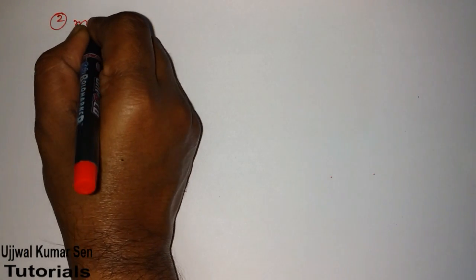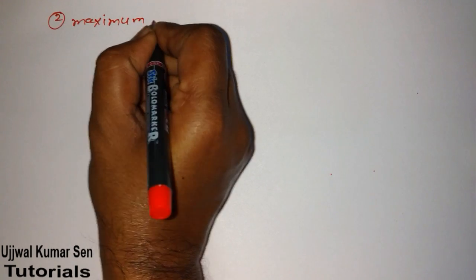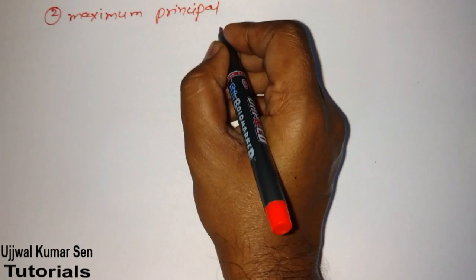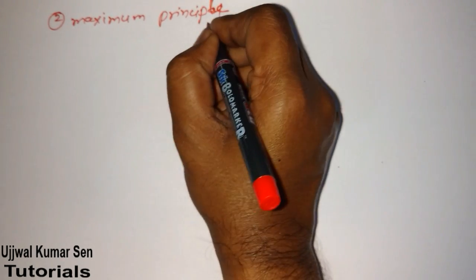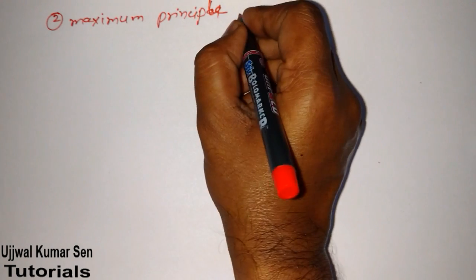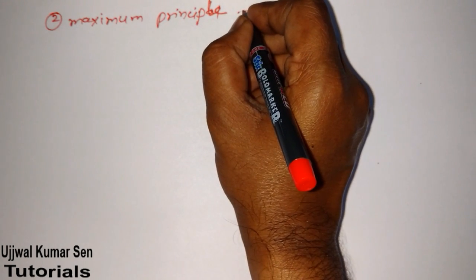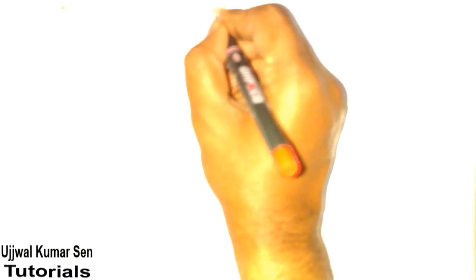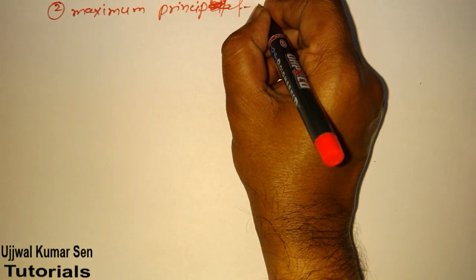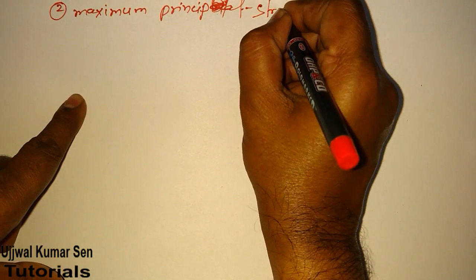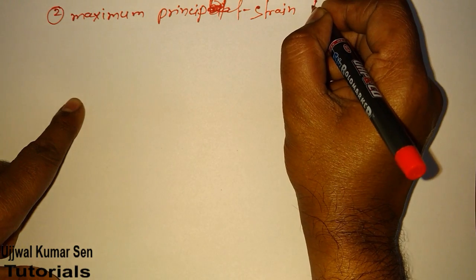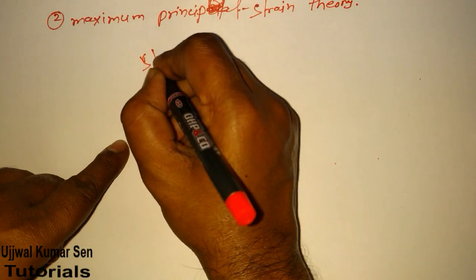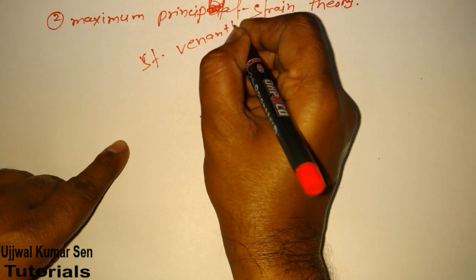Second, that is known as maximum principal, sorry, maximum principal strain theory, right? So this theory is also known as St. Venant's theory, right?